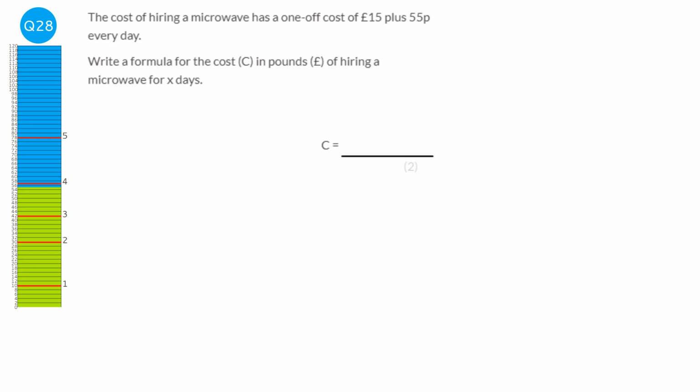So we're looking to write a formula for the cost in pounds of hiring a microwave for x amount of days. So the cost is C, so it's going to be C equals, and it says it's going to be 55 pence a day. Now, it wants the answer in pounds, so we need to convert this 55 pence into pounds. So that's going to be 0.55, and it's going to be 0.55 times the amount of days. Well, it says the amount of days is x, so it's going to be 0.55x.